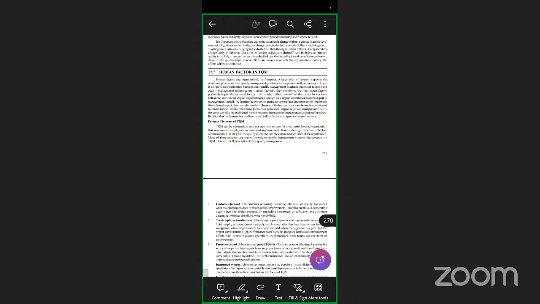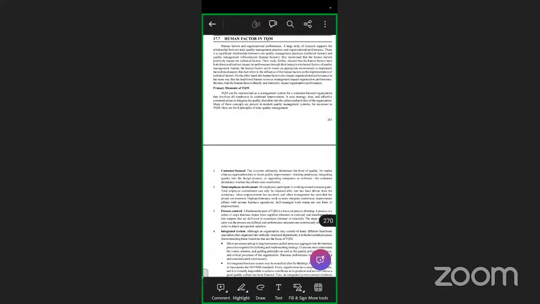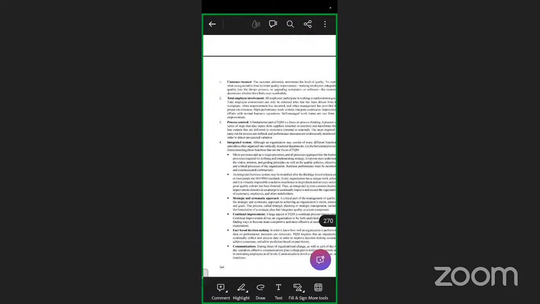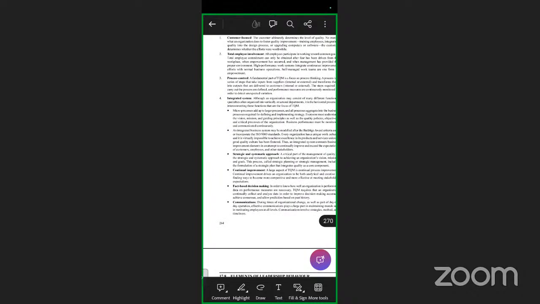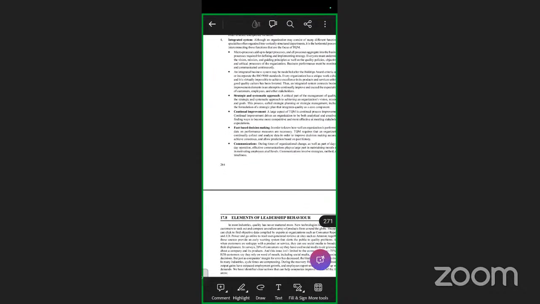Human factor in TQM. Next, customer focused. The primary elements of TQM in the human factor are customer focus, total employee involvement, process centered, and an integrated system. In that integrated system there are several things: micro processes added to large processes, and an integrated business. ISO 9000 certification is required. Strategic system approach and continual improvement. Fact based decision making. And communication.